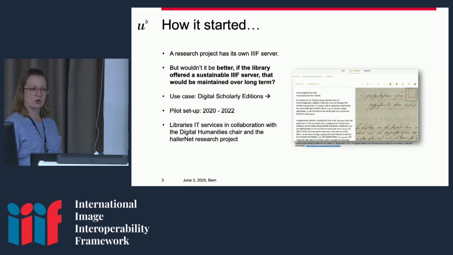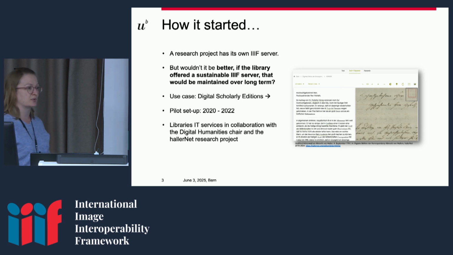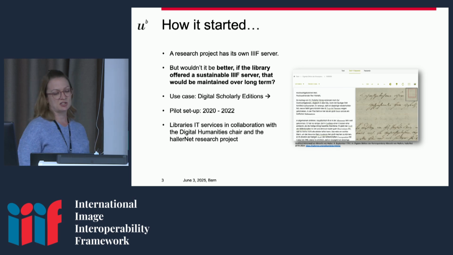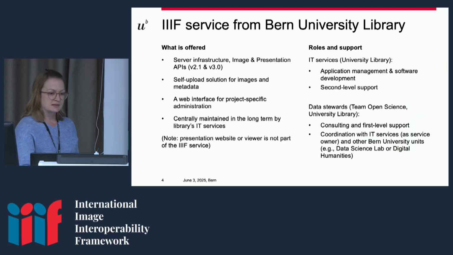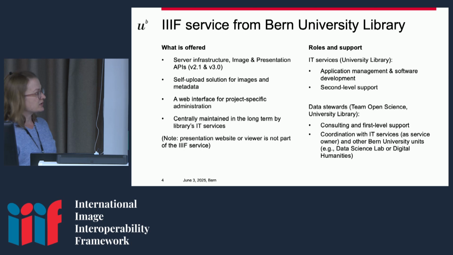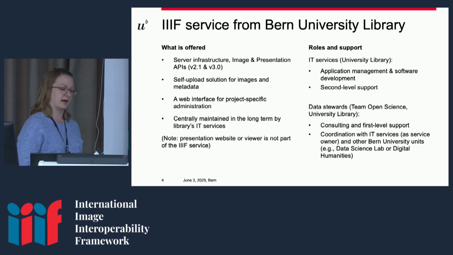For the use case of digital scholarly editions, which show images besides transcribed texts, like you see on the screen. And this setup was done by the library's IT service, together with the Digital Humanities Chair at the University of Bern and the research project that made the initial request. So after this successful pilot setup, we decided to open up the service for other research projects that are interested. Since then, we are offering an Image API and Presentation API, both in versions 2.1 and 3.0, a self-upload solution for images and metadata, as well as a web interface for the project-specific administration. And all that is centrally maintained by the library.